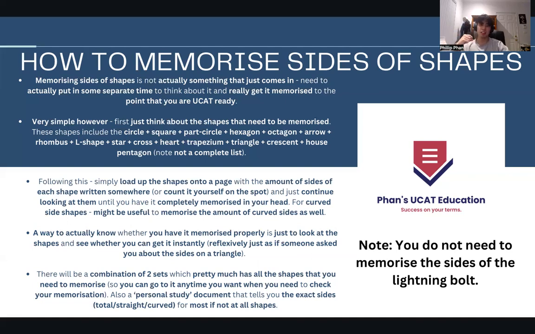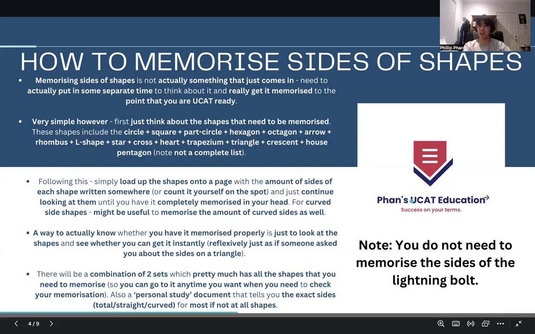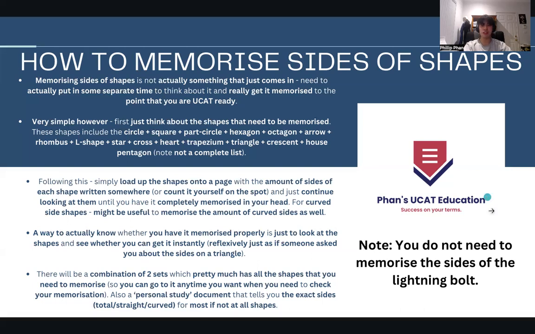And then I've also got a personal study document, pretty much a resource that tells you the exact sides. I split them up in total sides, the amount of straight sides, the amount of curved sides for most, if not all shapes. So I wouldn't necessarily say all, but I do have most. There are always going to be some weird ones that don't really pop up that often. If I found them, I included them, but if I didn't find them, they're not going to be there. Those are unique, so we didn't really need to worry too much. It's about the main ones anyways, and I've got those in.